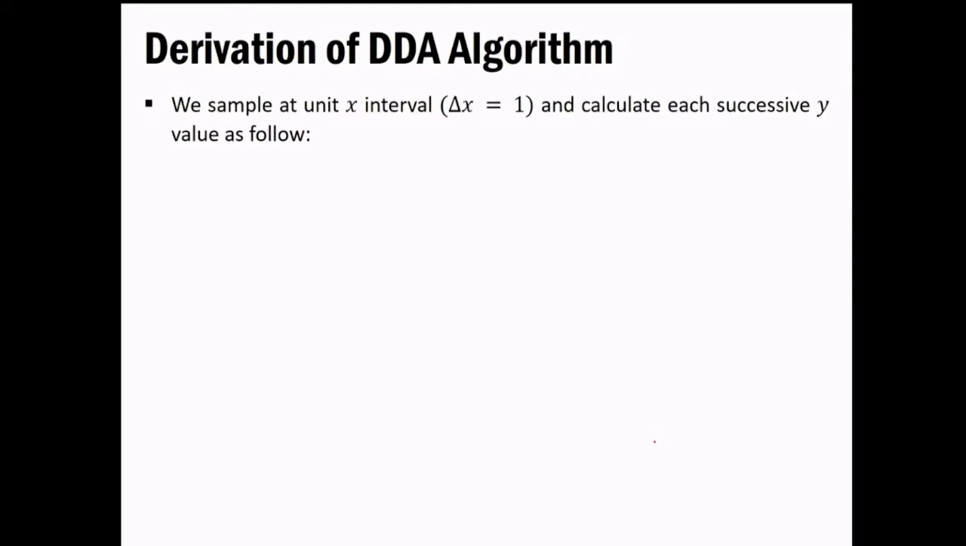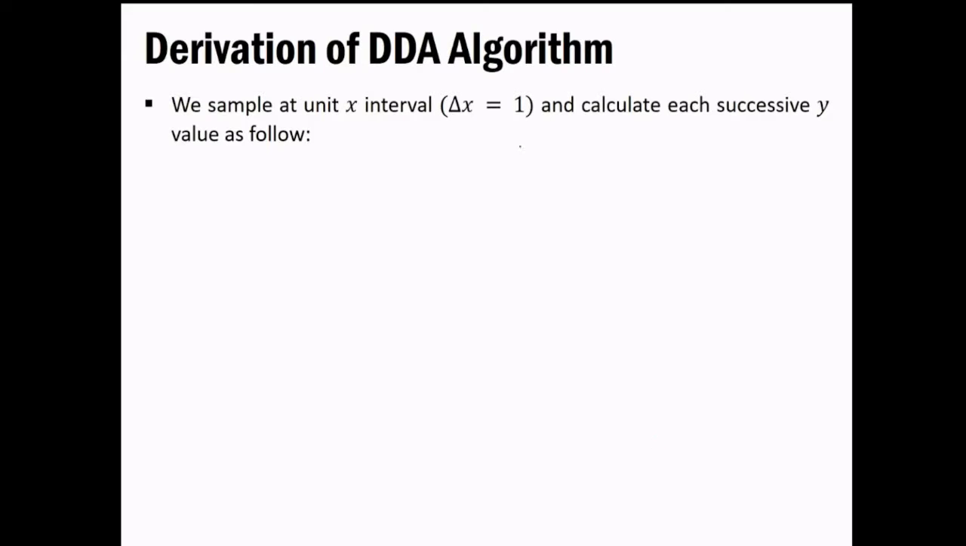Okay, derivation is nothing but out of the simple line equation, that is y equal to mx plus b, we'll try to get some value to calculate the corresponding point, successive x or successive y. Okay, so if we are starting from like x interval, that is delta x equal to 1, what we have to do is we have to calculate the successive y, because if I say that unit x interval, that is if the value of x right now is 3, then at the next step we'll be having the value as 4.